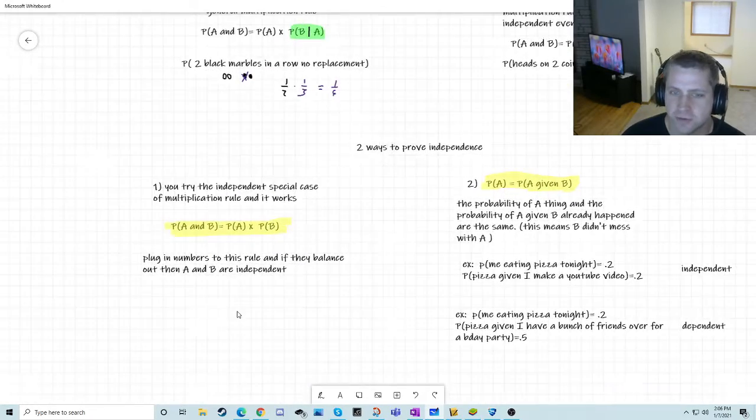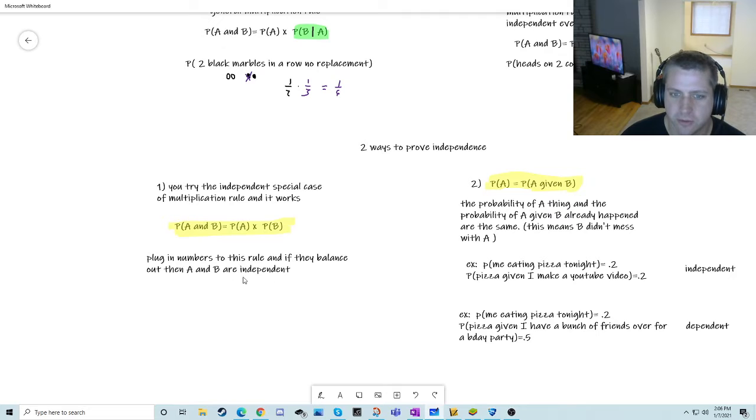The first way has to do with the multiplication rule. You plug in numbers to this rule, and if it balances out, like if the right side equals the left side, you know they're independent. If it don't balance out, then you know they're not independent.